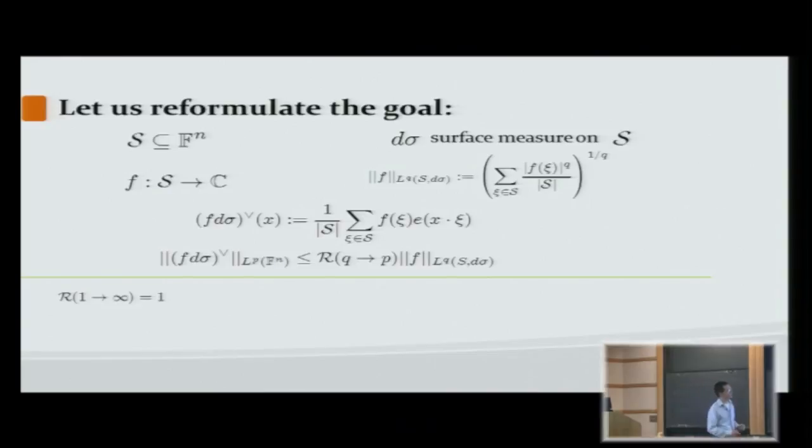Yes? What's the relationship between p and q? So there's no relationship yet. When I actually start trying to prove things, there will need to be certain relationships. But I'm just saying that the goal in general is to prove inequalities of this form.